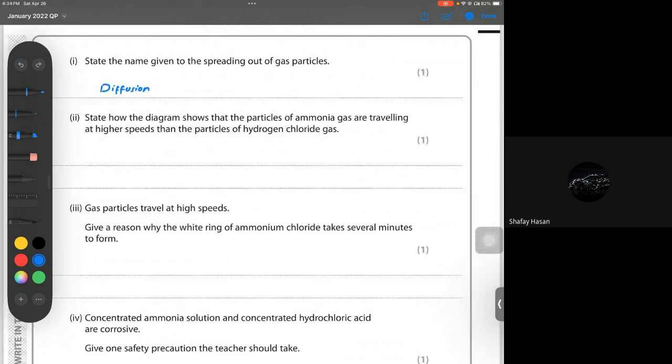State how the diagram shows that the particles of ammonia gas are traveling at a higher speed. You know what I would be writing? I would be writing that ammonia travels further at the same time. So it has covered a long distance, so I can say its speed was higher. Gas particles travel at higher speeds.